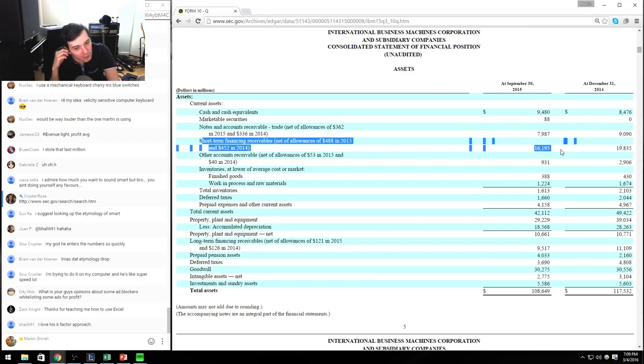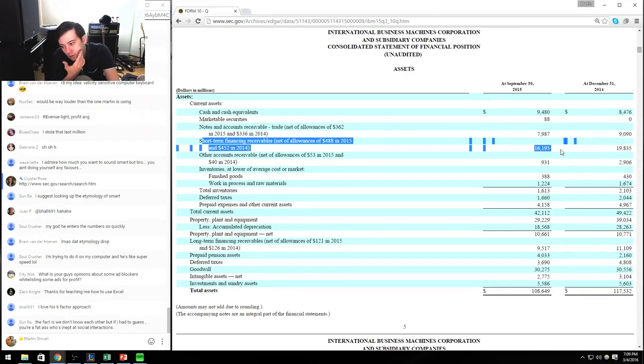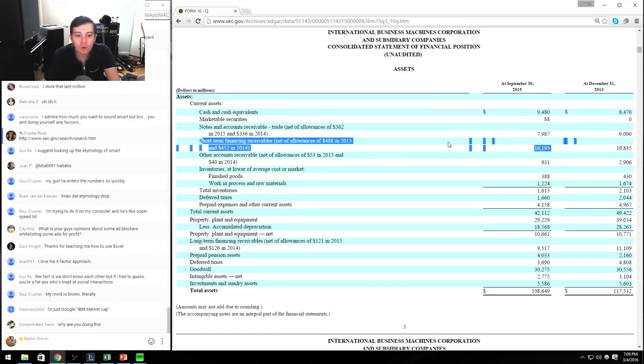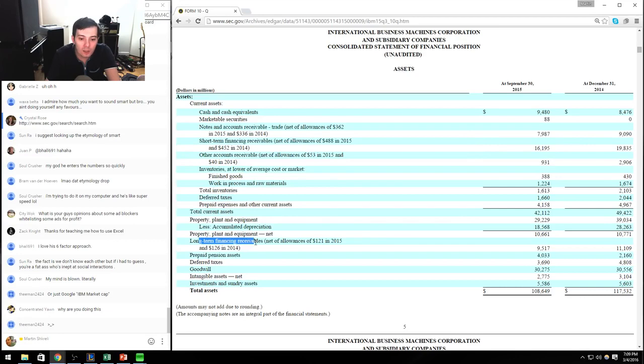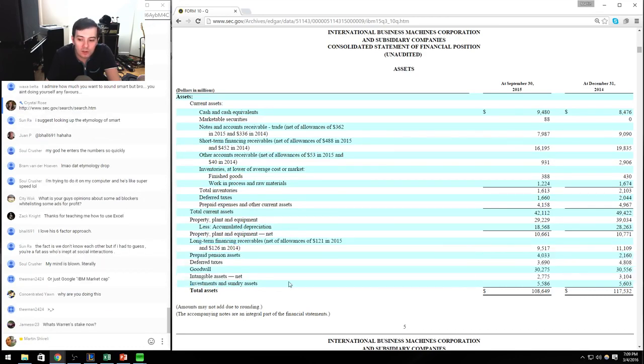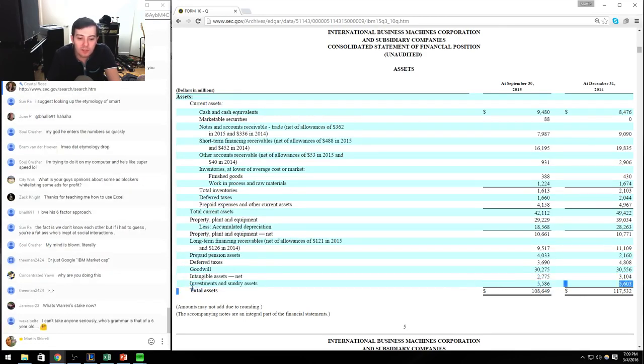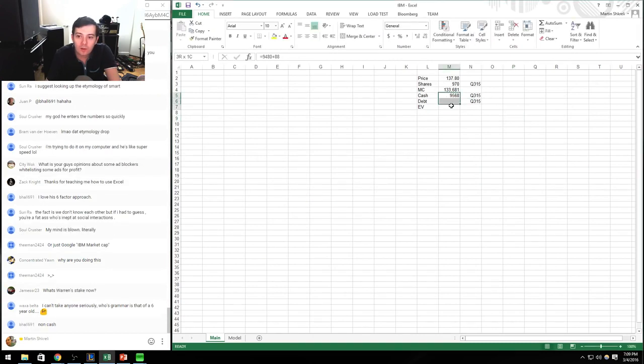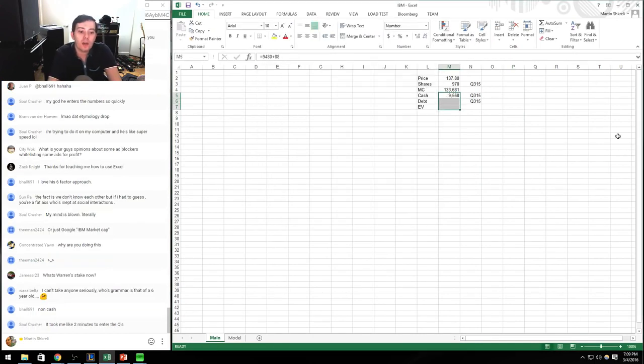I think that they're not really receivables in many ways. So we're going to ignore those in terms of cash. Long-term financing receivables, etc. They have some investments in sundry assets. I don't like to include that, but it could be another 5 billion in cash right here. So let's just leave it at around 9.5 billion of cash.